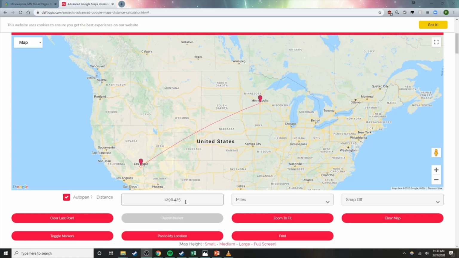But let's say it's 1,300 miles. Obviously, we can't drive that. We'd be driving through a whole bunch of fields and maybe some forests, through the Rocky Mountains here in Colorado and Utah.